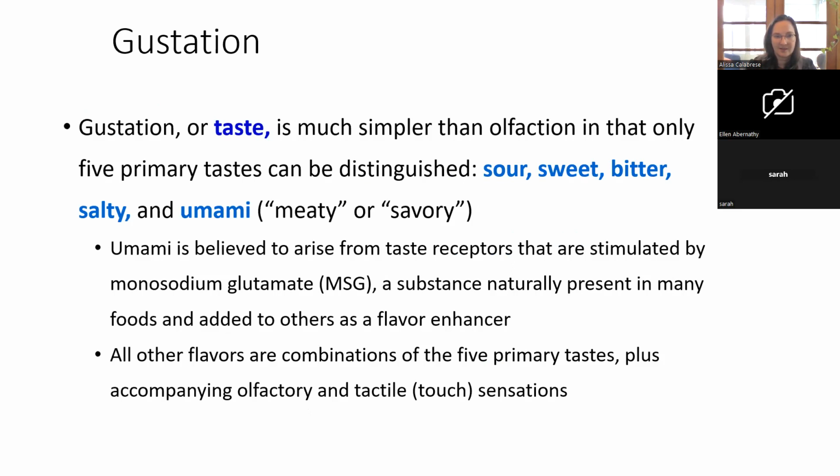We'll start with gustation, or the sense of taste. You really only have 5 things that you can taste: sour, sweet, bitter, salty, and umami, which is savory. And that's it. Anything else that you taste besides those 5 things is either a combination of those, like a little sour and a little sweet, or it's the gustation layered with the sense of smell on top of it.